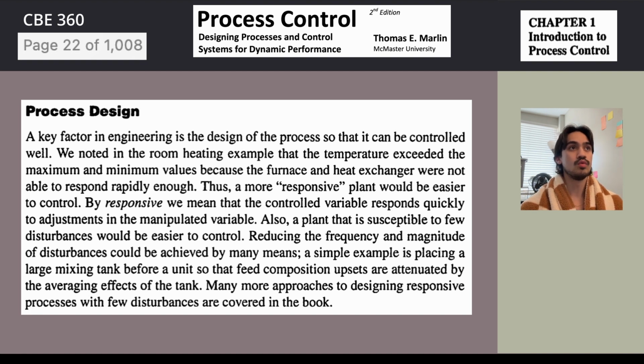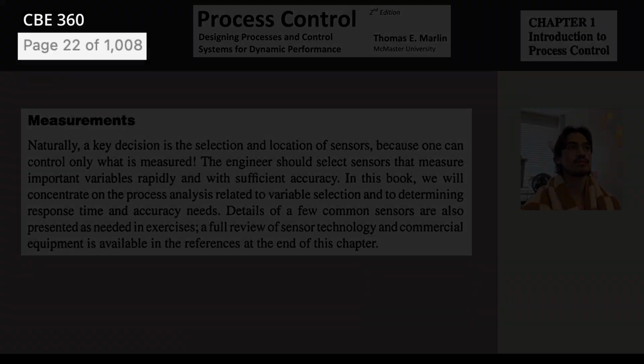We noted in the room heating example that the temperature exceeded the maximum and minimum values because the furnace and heat exchanger were not able to respond rapidly enough. Thus, a more responsive plant would be easier to control. By responsive, we mean that the controlled variable responds quickly to adjustments in the manipulated variable. Also, a plant that is susceptible to few disturbances would be easier to control. Reducing the frequency and magnitude of disturbances could be achieved by many means. A simple example is placing a large mixing tank before a unit so that feed composition upsets are attenuated by the averaging effects of the tank. Many more approaches to designing responsive processes with few disturbances are covered in the book.